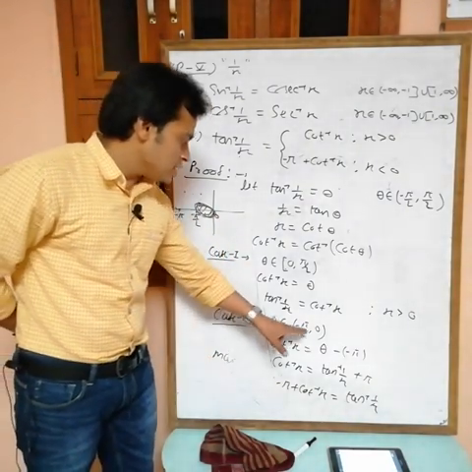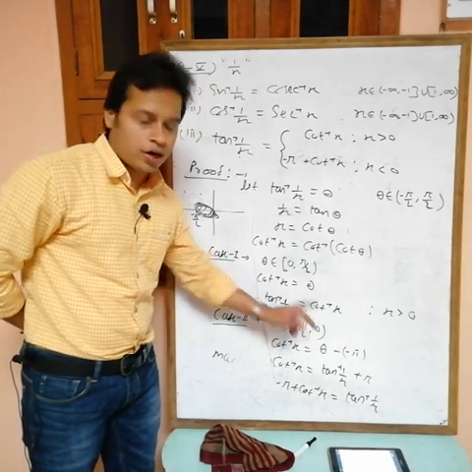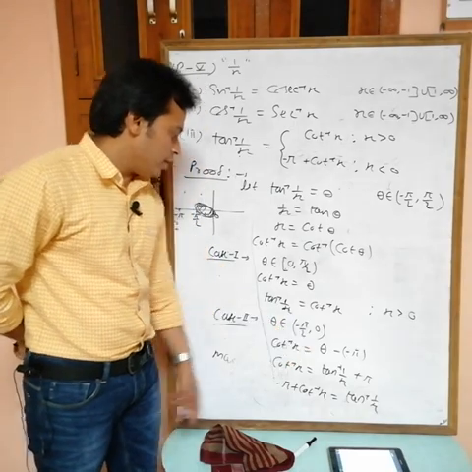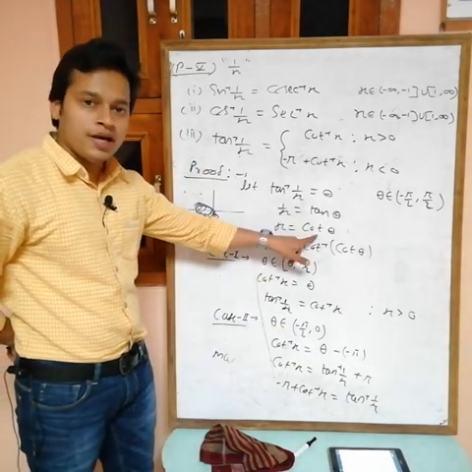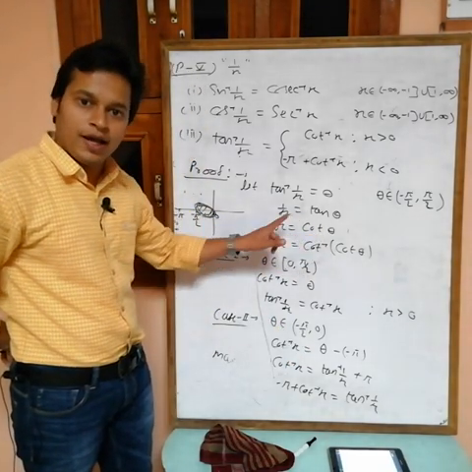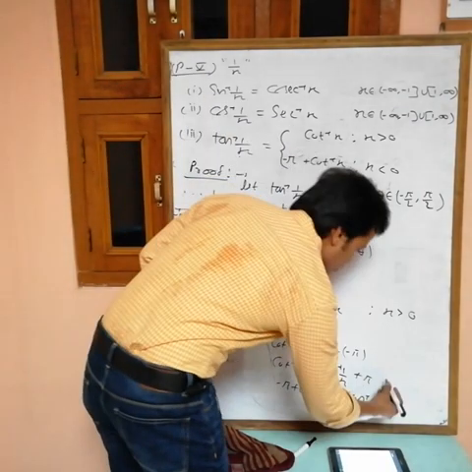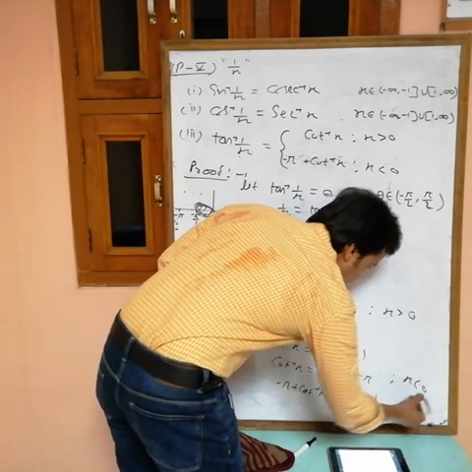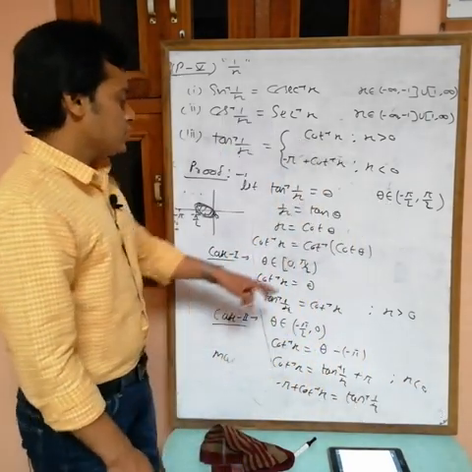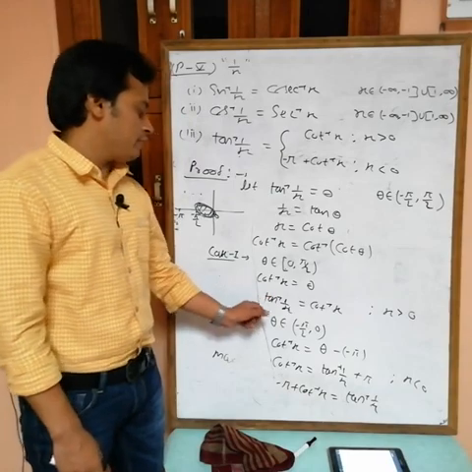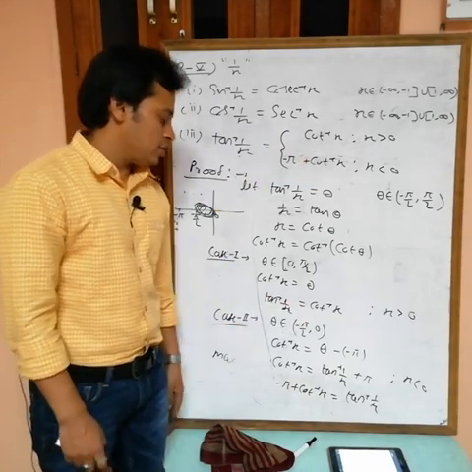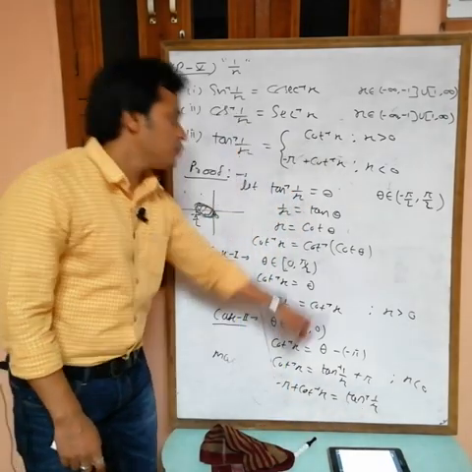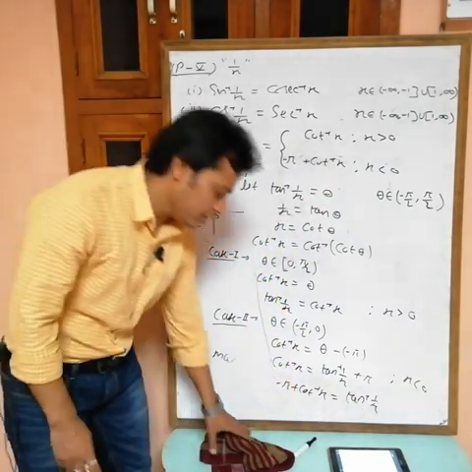If theta is less than 0, it means fourth quadrant, minus pi by 2 to 0. If theta is in the fourth quadrant, then cot theta is negative, so x is negative. So the condition is x less than 0. So when x is greater than 0, tan inverse 1 by x equals cot inverse x. When x is less than 0, tan inverse 1 by x equals minus pi plus cot inverse x.